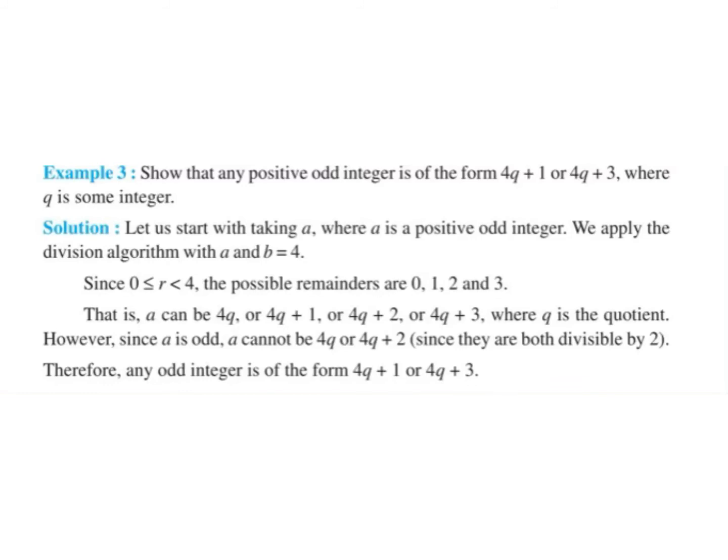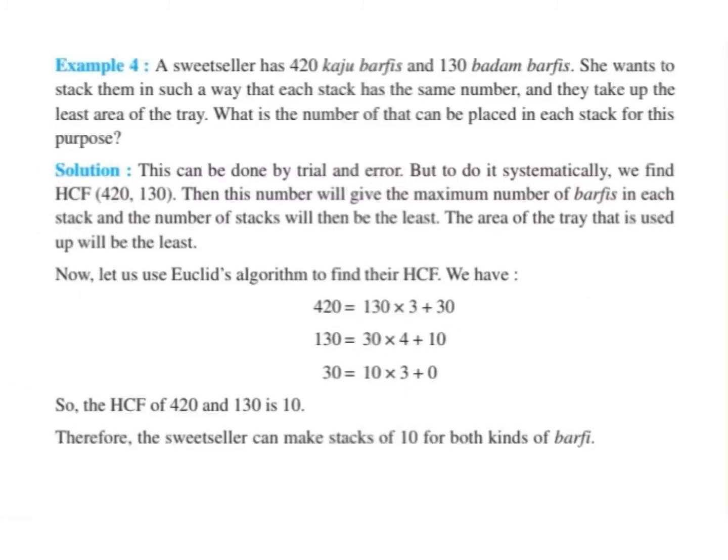Now, since we have taken a as an odd positive integer, a cannot be 4q or 4q plus 2, because they are divisible by 2 and odd numbers are not divisible by 2. So value of a cannot be 4q or 4q plus 2. So possible values of a are 4q plus 1 or 4q plus 3. So we can say that any odd positive integer a can be written in the form of 4q plus 1 or 4q plus 3. Now example 4.